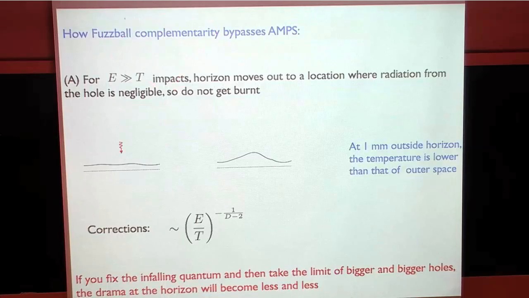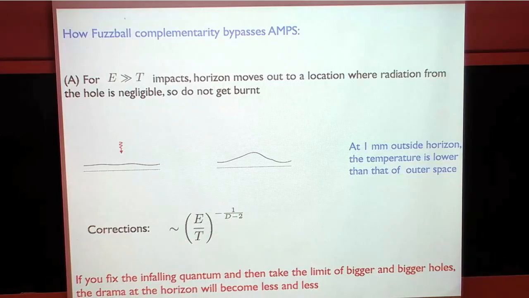How did it get bypassed in doing the whole thing? So firstly, we are looking for E much bigger than T impacts. And if you do this, the surface actually moves out a lot. And because it moves out, there's no temperature there. As I said, these are the corrections, and the guy doesn't get burnt.